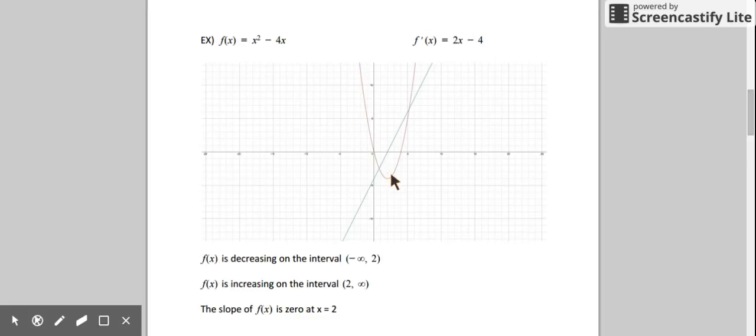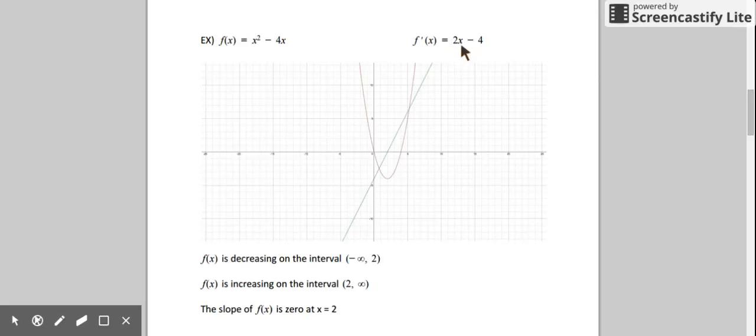The quadratic function here in pink changes its slope. It has a decreasing interval. Then it stops. It actually has a 0 derivative right there. And then it has a positive slope on that interval over here on the right side. So f of x is decreasing on the interval from negative infinity up to right here at 2. And then it switches to increasing on the interval from 2 to positive infinity. And right there at x equals 2, it actually has a slope of 0. It's going to have a horizontal tangent line.